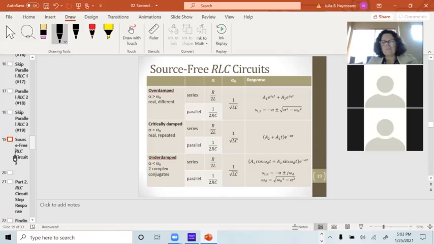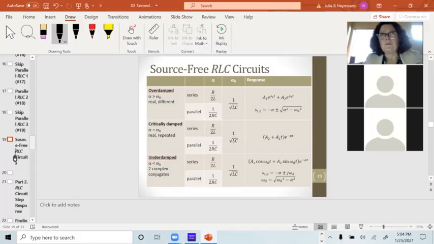On an exam, these are too long of problems to grade, so I typically break it up into pieces. I will give you a couple of the steps in the problem, maybe steps 1 through 3. Basically, find alpha and omega naught, tell me what type of damping it is, and tell me the form of the solution. That might be one problem.